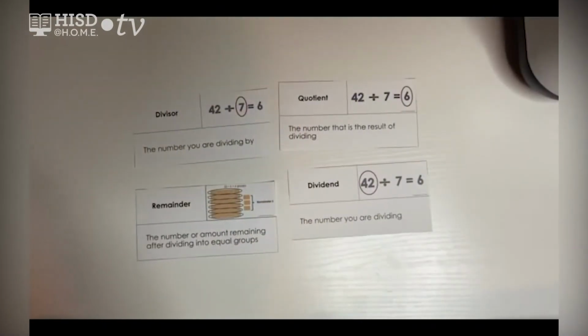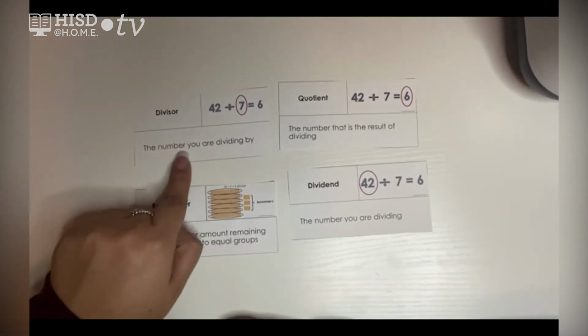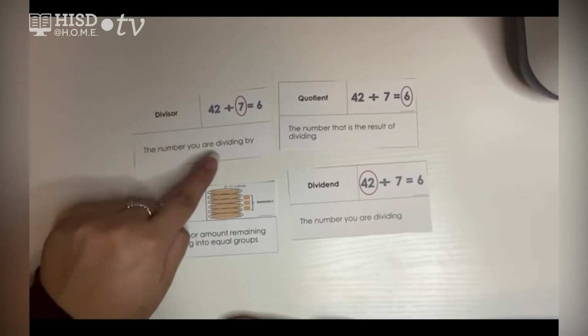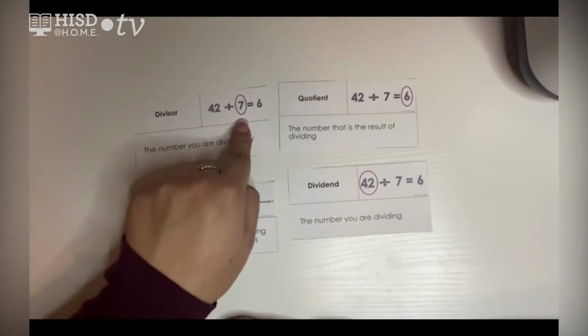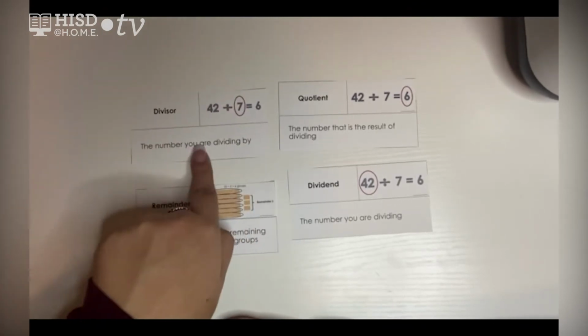Okay, fourth graders, so I wanted to quickly go over some vocab with you. I know that I went over this vocabulary in our last video, but I wanted to do it again as I will be using these terms very frequently when we discuss division problems, okay? So let's look at the first word that we see here. This word says divisor. Now remember, the divisor is just the number that you are dividing by. It's usually the second one in the equation, so this is the divisor.